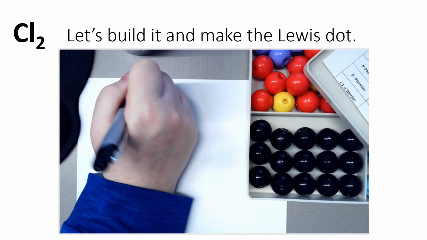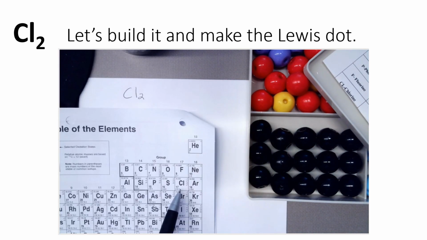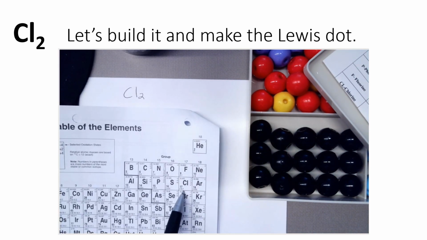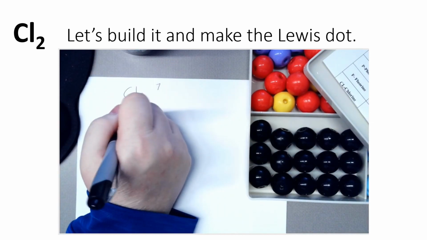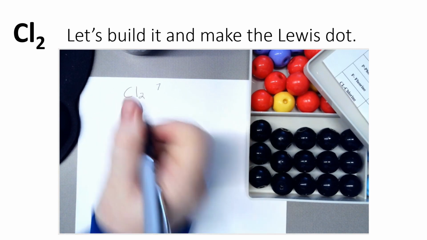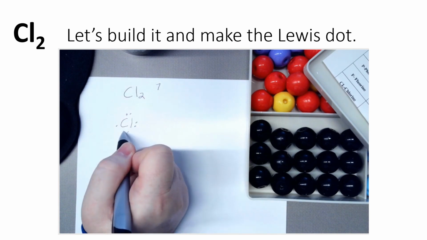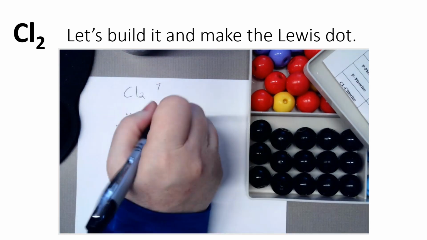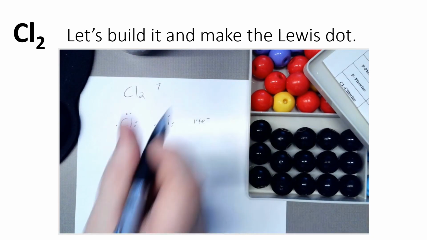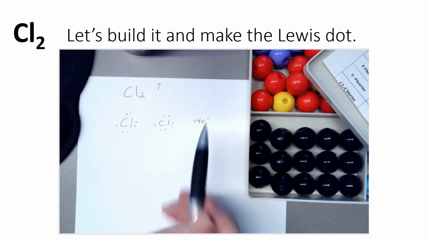All right, so we are going to be working with Cl2. Let's look at the periodic table. Cl is right here. Look at its electron configuration. The last number is 7, so chlorine has 7 valence electrons. So watch: 1, 2, 3, 4, 5, 6, 7. But I have 2 of them: 1, 2, 3, 4, 5, 6, 7. That gives me a total of 14 electrons. However I draw it, I cannot have more than 14, okay?